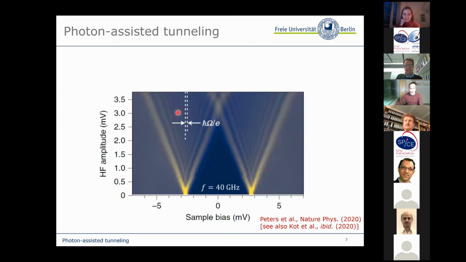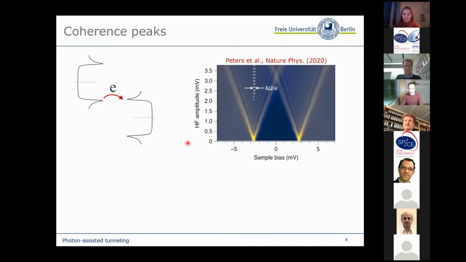This is nicely seen in this color scale plot of the differential conductance as a function of the sample bias, the bias voltage applied to the junction, and the amplitude of the high frequency radiation. And what you see is that there are many sidebands, and these sidebands split up into these cones as the amplitude of the high frequency radiation increases. And in order to understand that, it's useful to look again in energy space.